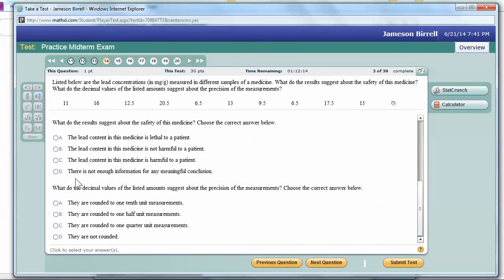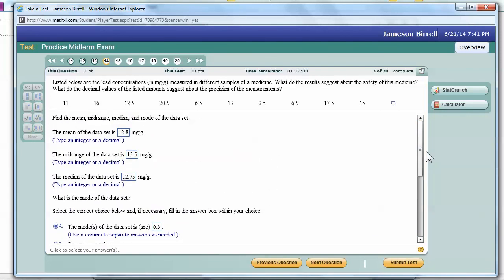What do these results suggest about the safety of this medicine? Choose the correct answer. Well, I don't know. I didn't really look at them, but one reason why we do these different measures of center is because we want to see if there's a consistency there. If they all line up or close to line up, then that means our information or our set is pretty normally distributed, or can be expected to be normally distributed.